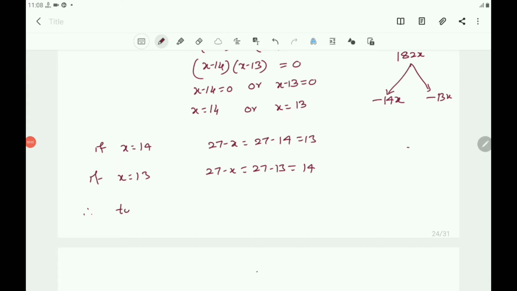Therefore the two numbers are 13 and 14.